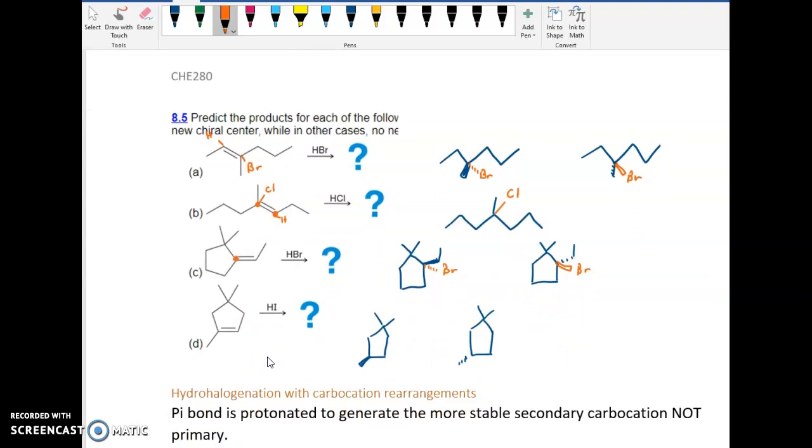D, again, here we're going to add iodine. Iodine's going to go on the more substituted position, so that's going to be this carbon right there. And that will make a stereocenter and a chiral center, and so we've got stereochemistry to be involved with, and we'll get one on a dash and one will be on the wedge.